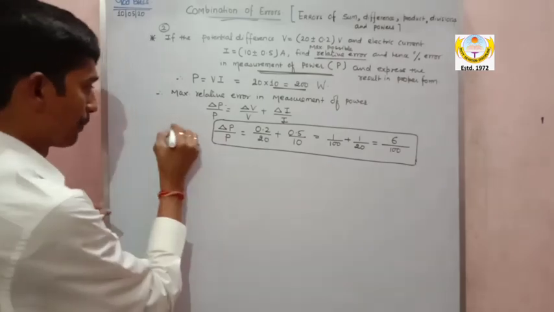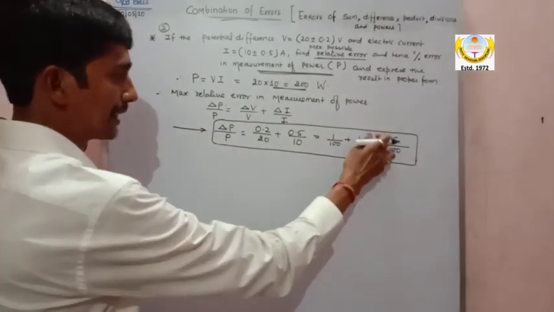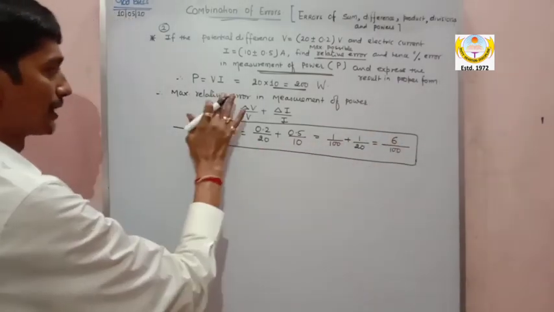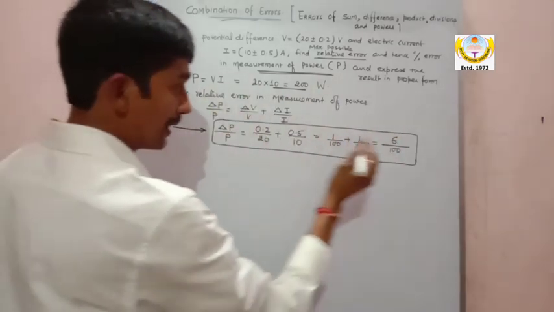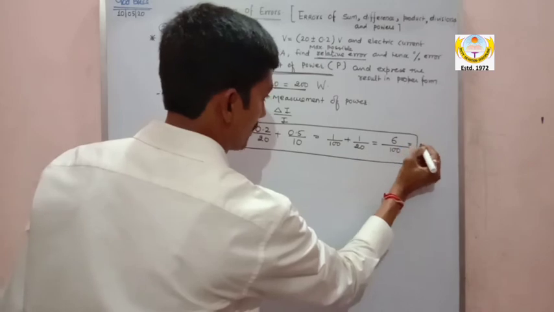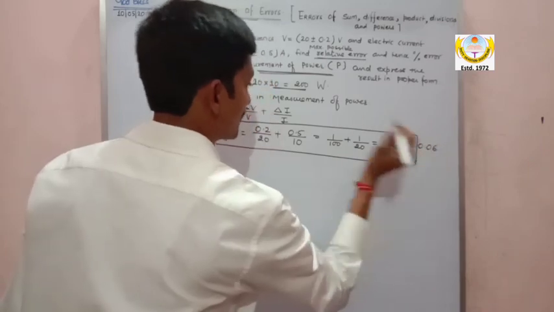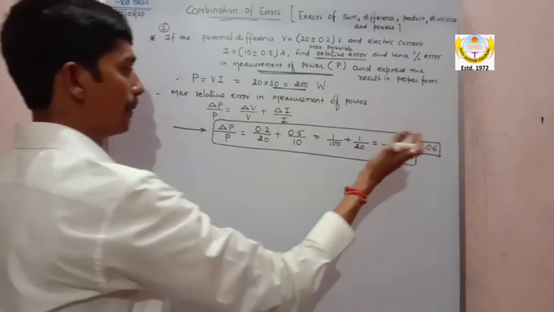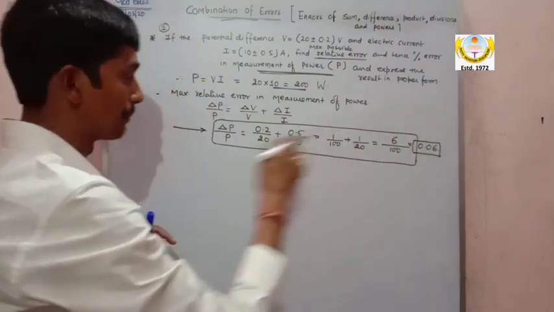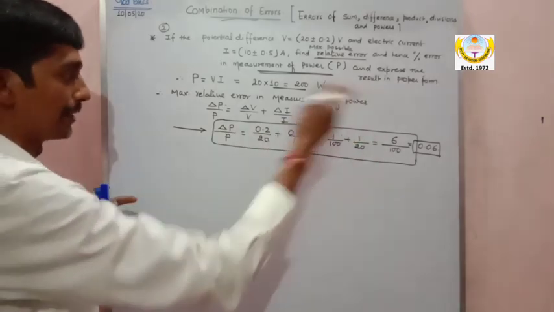So this is the important point. Delta P by P is 6 by 100. So this is the maximum relative error I calculated. Am I clear? And you will calculate the value. This will be nothing but 0.06 as the maximum relative error in power. And don't write any watt or anything, because it is watt divided by watt, so the answer is unitless.